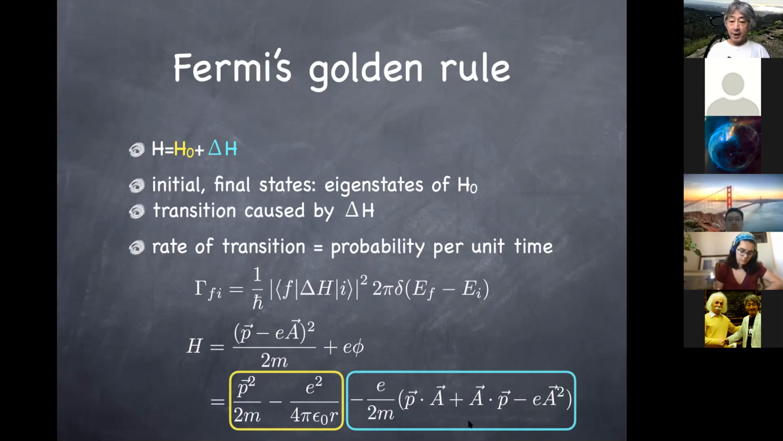So the rest of the discussion is basically how we compute the matrix element of this piece in cyan, knowing that I and F are the eigenstates of this yellow piece, which is just the plain hydrogen atom energy levels in quantum mechanics. Okay, so I hope the plan is clear. Any questions about this?